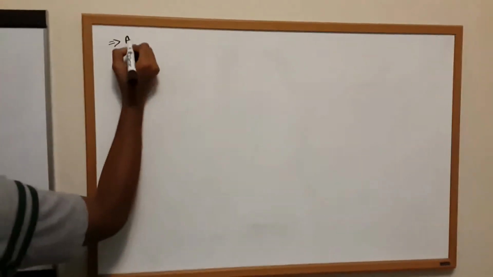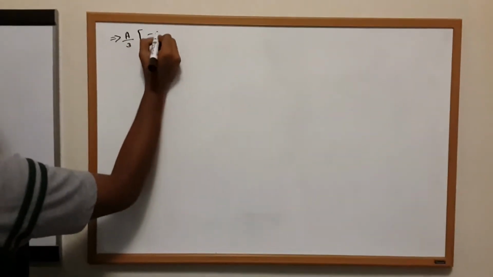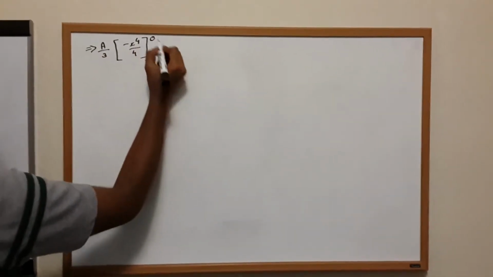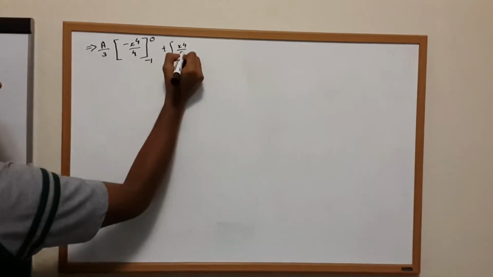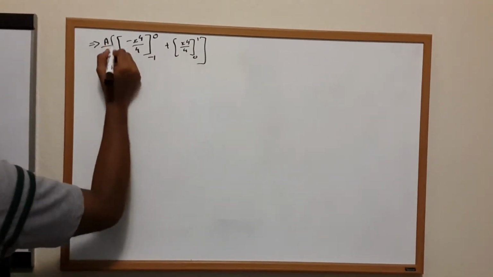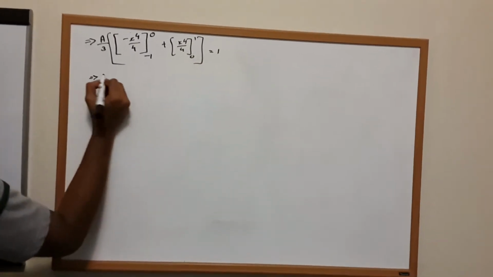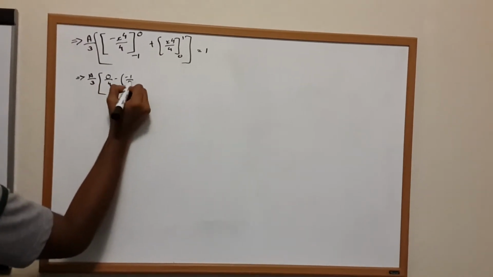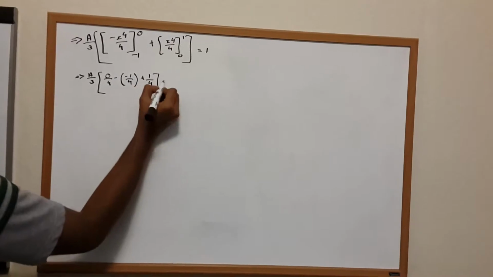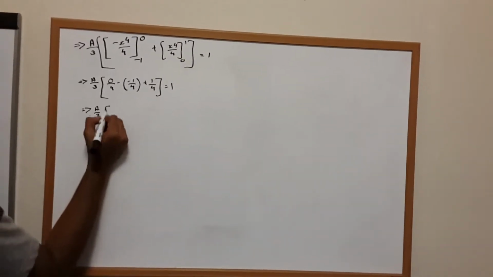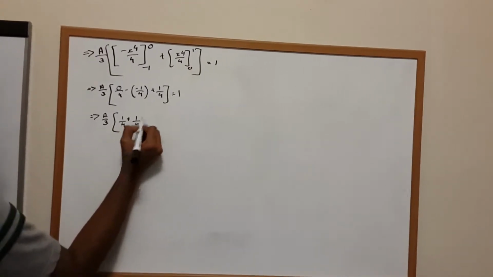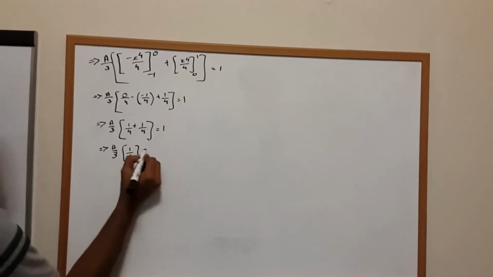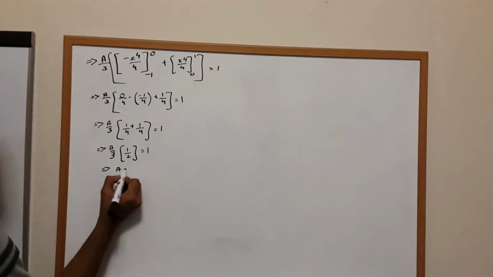And a by 3 times minus x power 4 by 4 from minus 1 to 0 plus x power 4 by 4 from 0 to 1 equals 1. So a by 3 into, this becomes 0 minus of minus 1 by 4, plus 1 by 4, equals 1. So a by 3 into 1 by 4 plus 1 by 4 equals 1. So a by 3 into 1 by 2 equals 1. Therefore a equals 6.